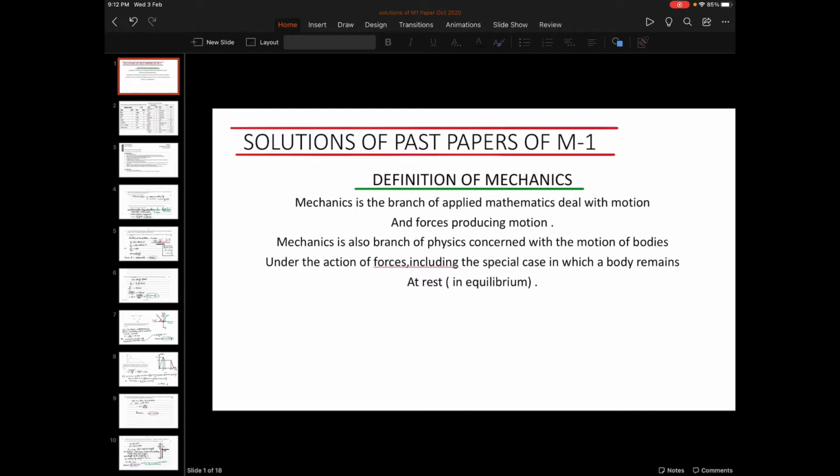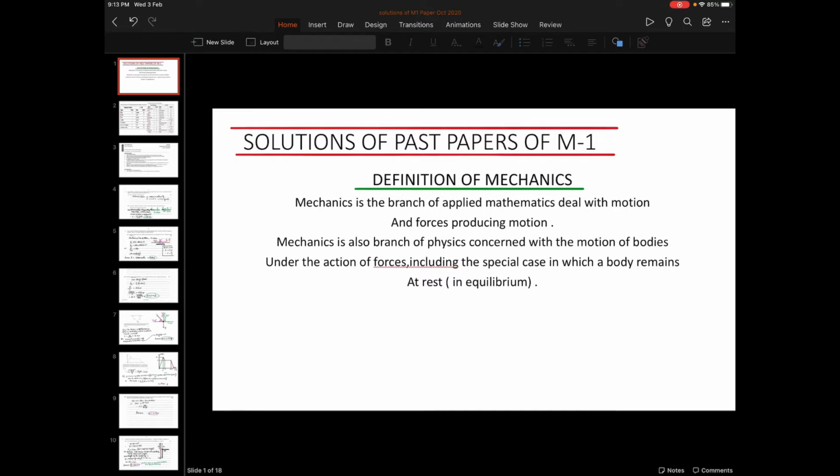In order to understand the solutions of these papers, you must know the definition of mechanics and the units used frequently in mechanics. What is the definition of mechanics? Mechanics is the branch of applied mathematics dealing with motion and forces producing motion.